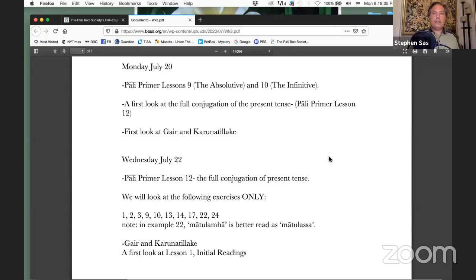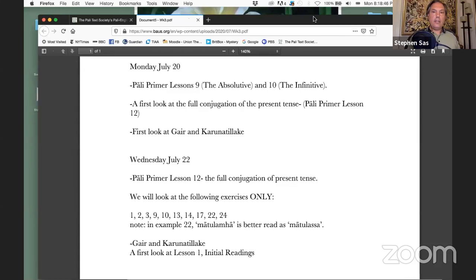Then we'll be launching into our new book, Gair and Karunatilaka. We'll be looking at the initial readings. The way Gair and Karunatilaka is structured as a textbook, there is a set of initial readings with a vocabulary list, and then a rather extensive grammar summary. At the end of the chapter, there are supplemental final readings, which we will also be doing in this class. That has its own vocabulary list, and that will also be covered.